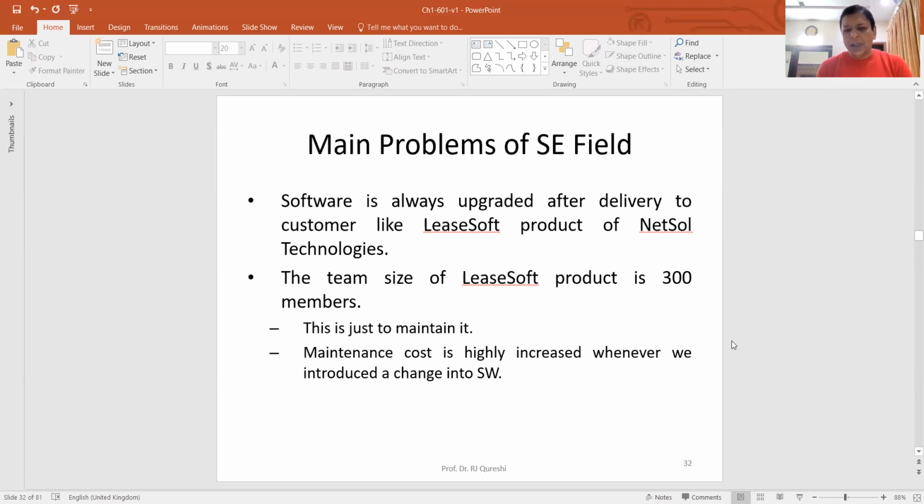And with the passage of time, maintenance cost is also increased, highly increased, whenever you introduce a change into the software, because bugs will come. You need testing cycle, maintenance cycle. You fixed one bug, 10 will come. You fix 10, 100 will come. Like in chemistry, we have a chain reaction.